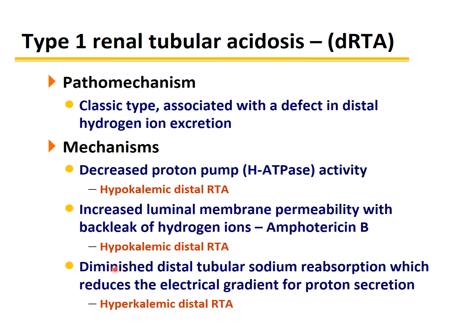Another thing that can happen is a diminished distal tubular sodium reabsorption, which reduces the electrical gradient for proton secretion, and in this case we have hyperkalemic distal renal tubular acidosis. So by measuring the serum potassium concentration, we can figure out roughly what the mechanism could be.